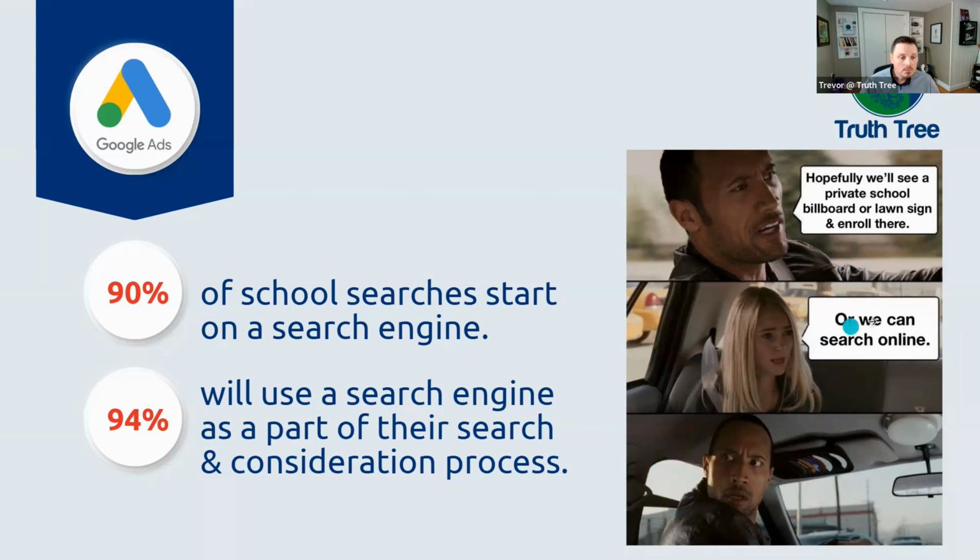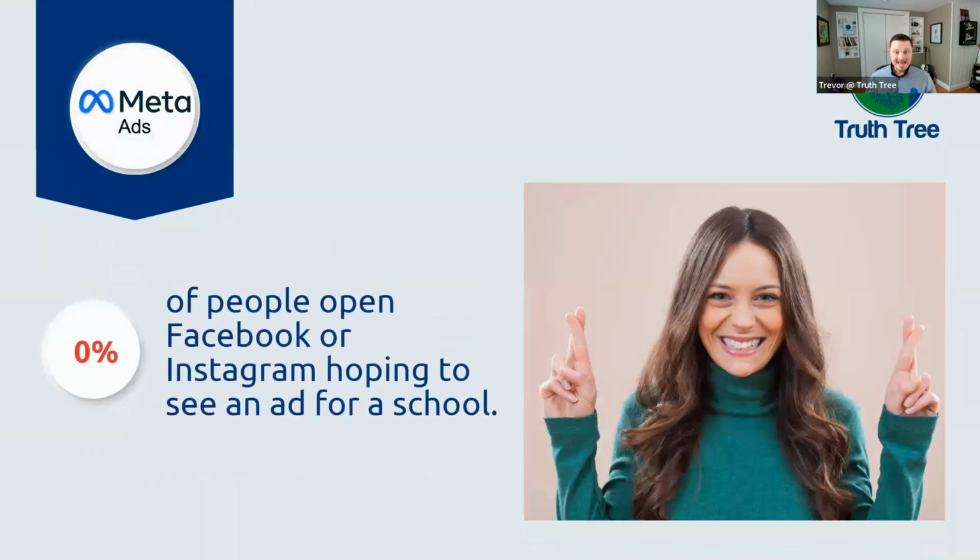All right, so here's something I always love to say when it comes to Meta. I'm exaggerating when I say 0%, I'm sure somebody out there has, but essentially nobody is going to Facebook, Instagram, or really any social platform crossing their fingers and saying, I really hope I see an ad for a school, we'll apply there and we'll go to that school. Certainly they do go to social media, and that is a great place to retarget and remarket those families.